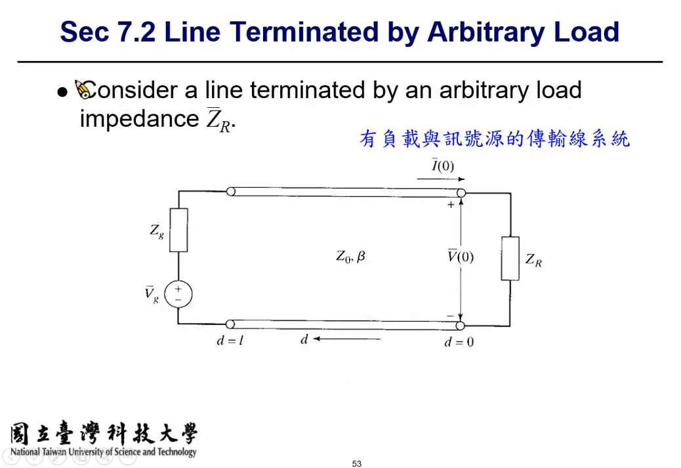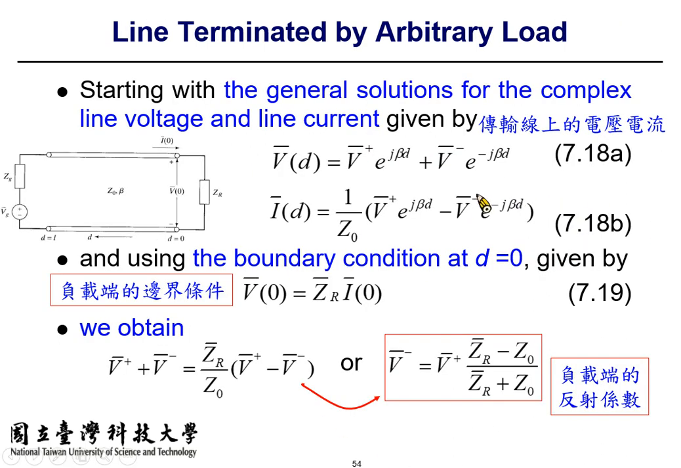Okay, last week we proceeded to section 7.2, which is still the typical transmission line system. And we have a termination of Z sub R as the load of this transmission line system. And in general, we can write up the total voltage and total current, V(d) and I(d), as a function of position d.